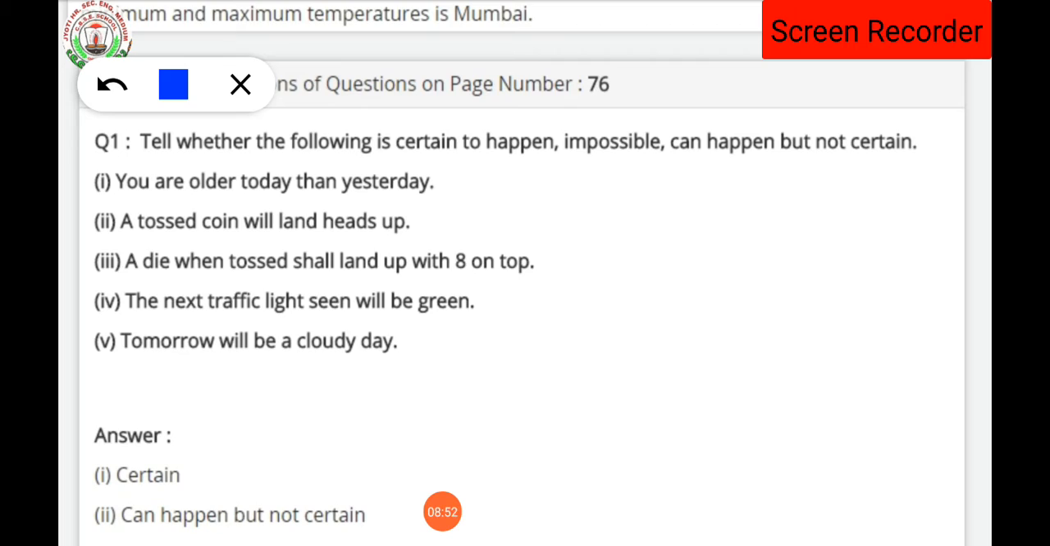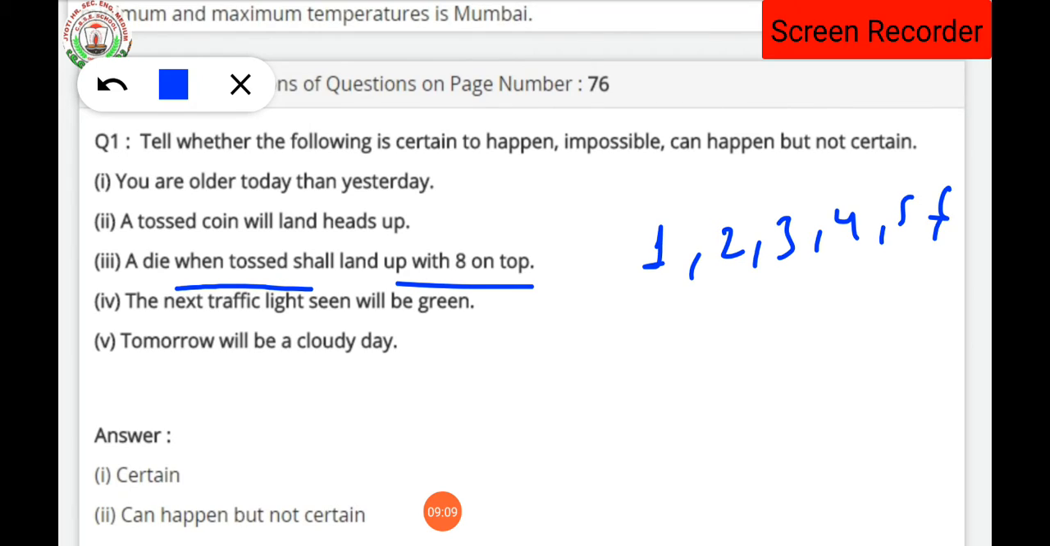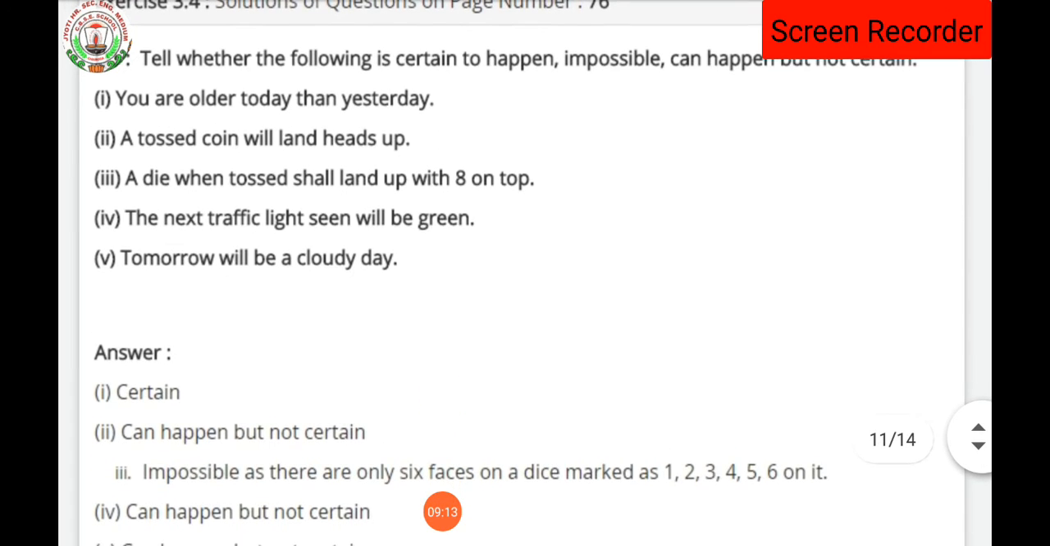Then second, a die when tossed shall land up with 8 on top. Where a die is there, as we know the die contains the numbers 1, 2, 3, 4, 5 and 6. Does it contain 7 and 8? No, it cannot contain them. So the answer will be impossible.